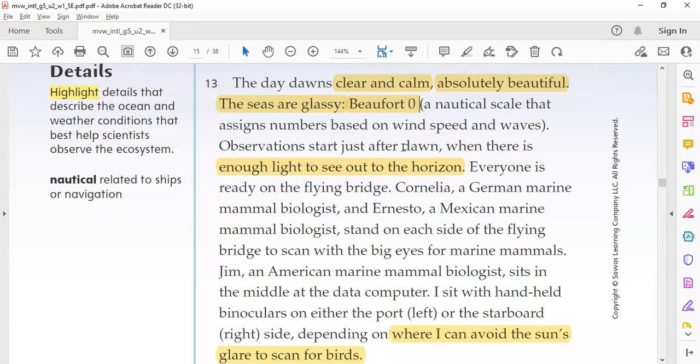Describe details that describe the ocean and weather conditions. The ocean and the weather conditions. Very good. The ocean and the weather conditions. That's absolutely great. You are amazing, guys.